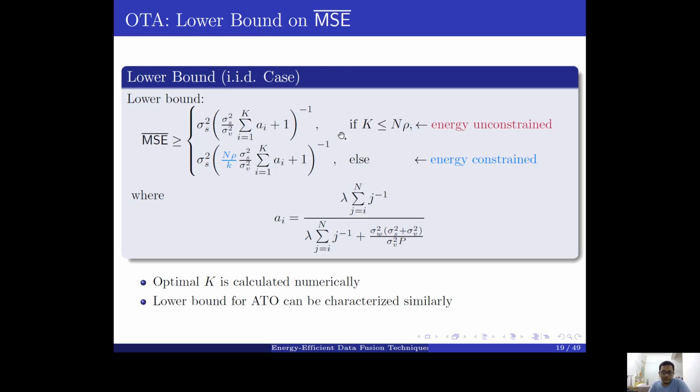Using these 2 lower bounds, we can also numerically compute the optimal subset size k, which minimizes these lower bounds. The lower bound for ATO can be characterized similarly. Since it's quite involved, we are not showing it here. Even for the IID case, it's quite involved.